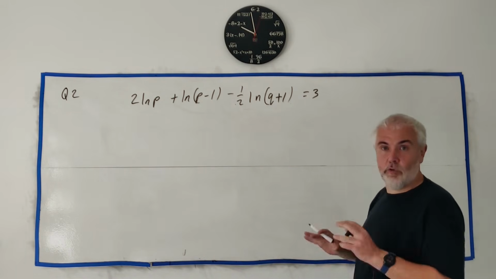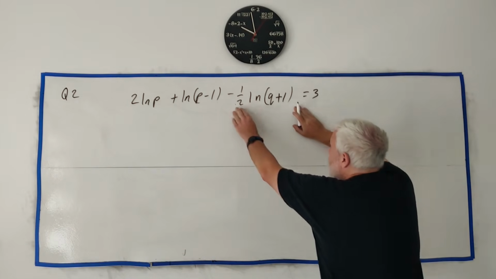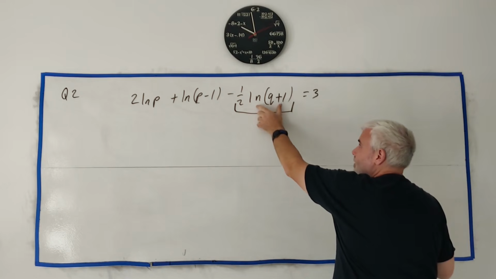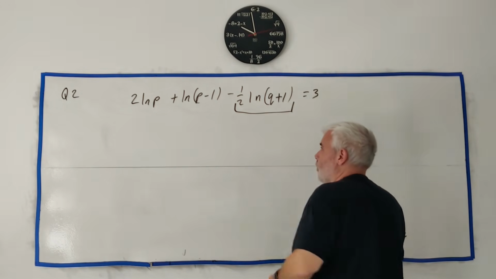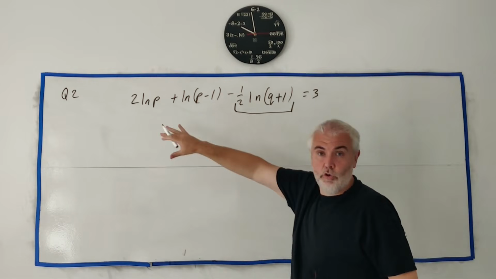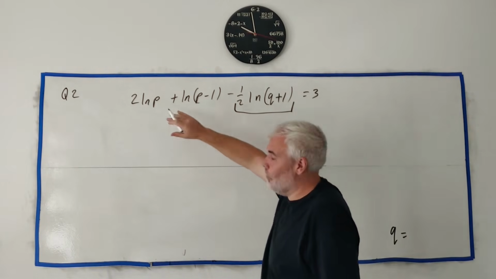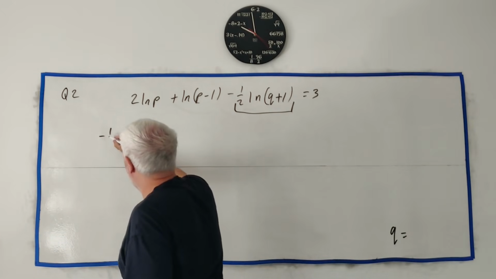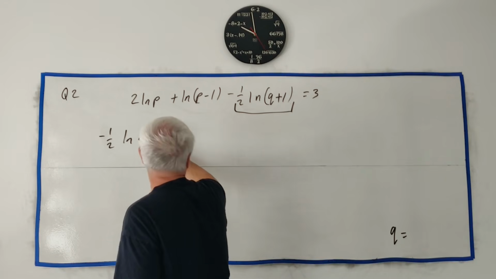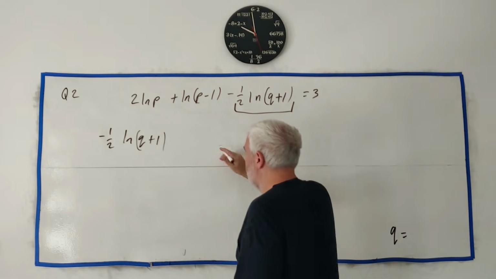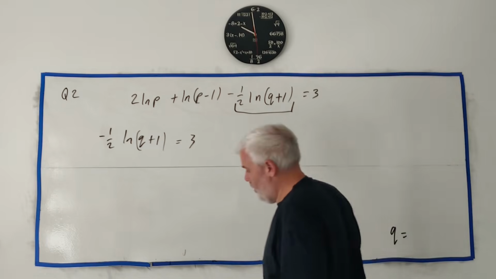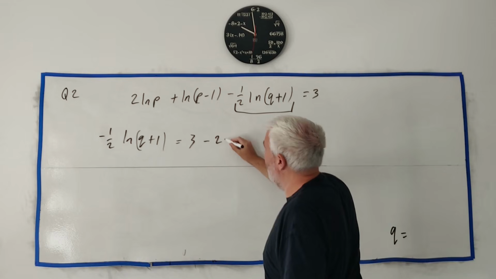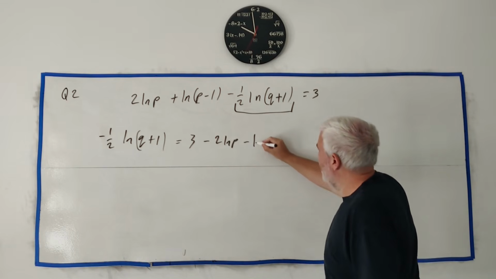Okay, let's rearrange this so q is on its own. We'll take the term that q's in, this term here, and move it around so this is on its own. Basically, I'll move these two over the equals. They're both adding, so we'll destroy them by taking away on both sides. We'll be left with minus half natural log q plus 1. This term hasn't moved. The other side, this term 3, still there. These two get destroyed, and in their place appears this side a minus natural log p and a minus natural log p minus 1.